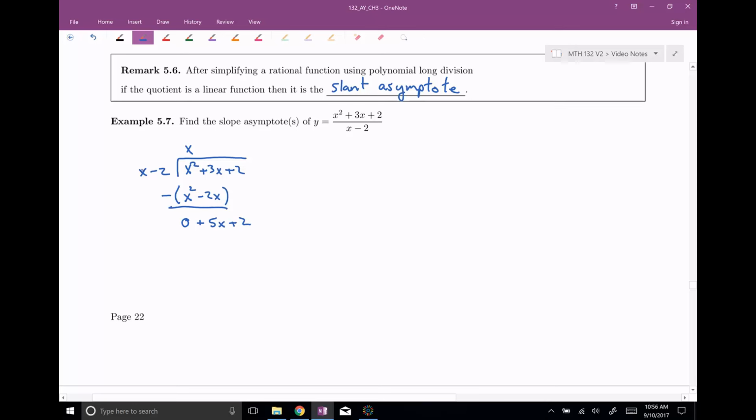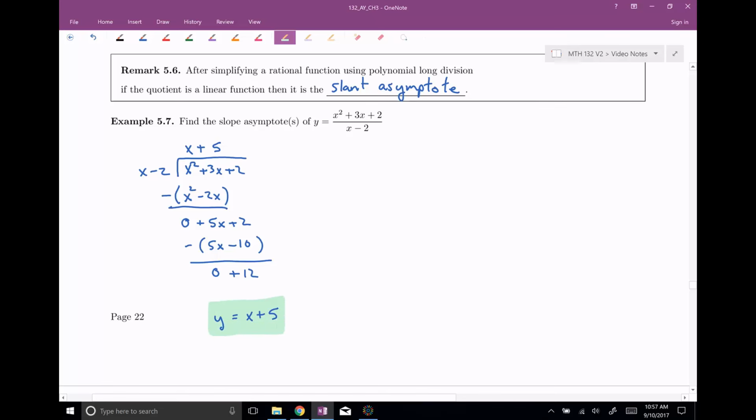Next question, what do we multiply by x in order to get 5x? Well, that's got to be 5. So 5 times x will be 5x. 5 times negative 2 will be negative 10. And remember, we're subtracting this away. 5x minus 5x, that'll be 0. And then 2 minus negative 10, so that's going to be 2 plus 10, that's going to be 12. And if you were to ask yourself, what do I multiply by x in order to get 12? Remember, that's not going to be a polynomial, so that's where we stop. And so based on the remark that we have up here, the quotient, well, this is a linear function, right? And therefore the quotient here, this x plus 5, this is going to be the slant asymptote.